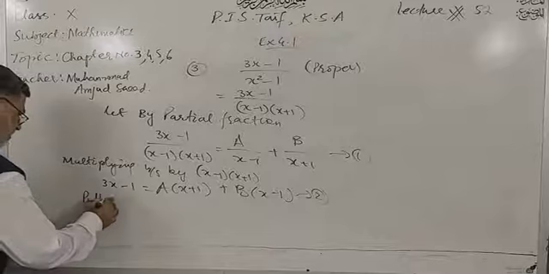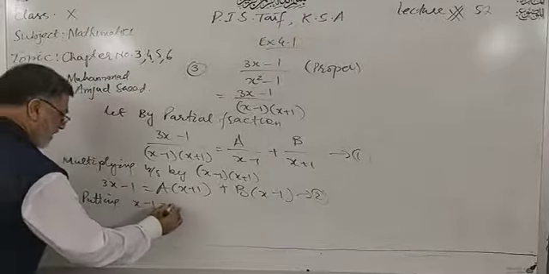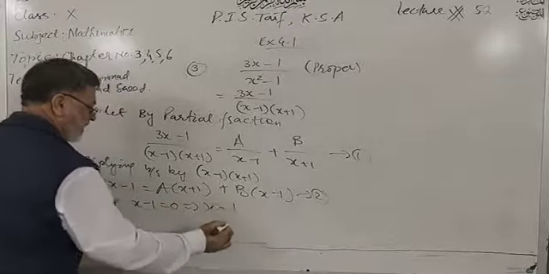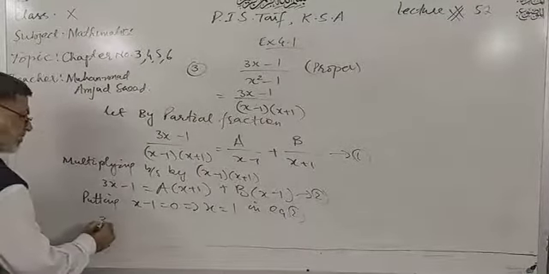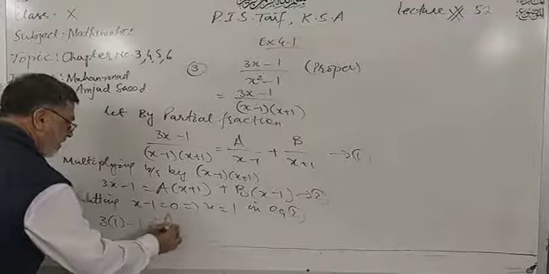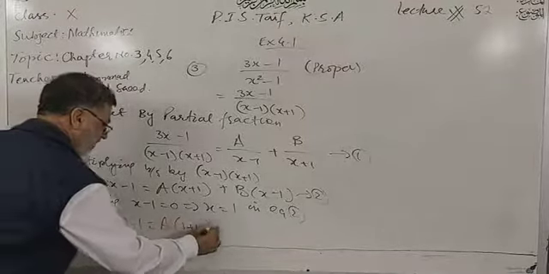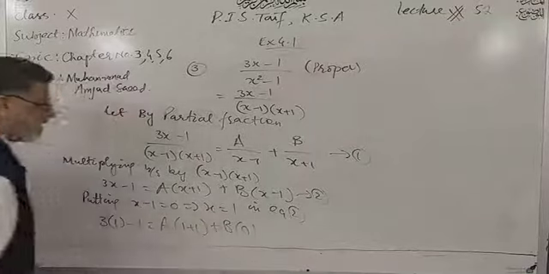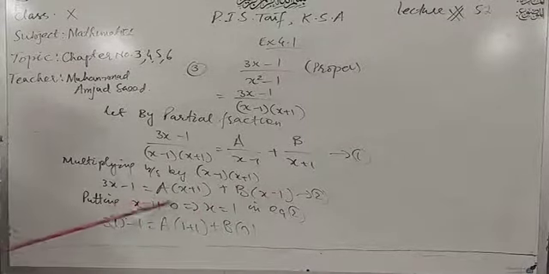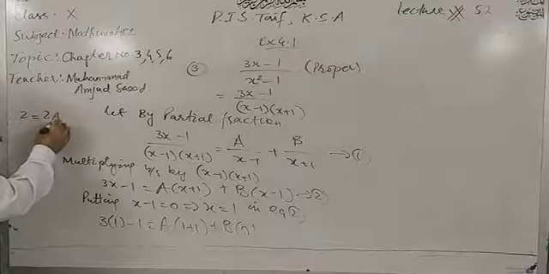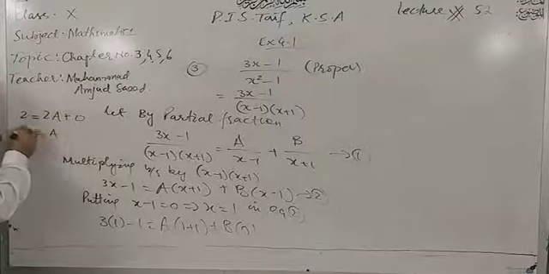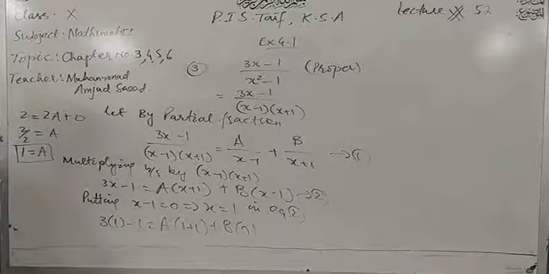Putting x minus 1 is equal to 0 implies that x is equal to 1 in equation number 2. Here is 3 into 1 minus 1, a into 1 plus 1 plus b into 0. Remember that x minus 1 complete is equal to 0. So this is 3 minus 1 is 2. 2 is equal to 2a plus 0 and a is equal to 2 by 2, a is equal to 1.